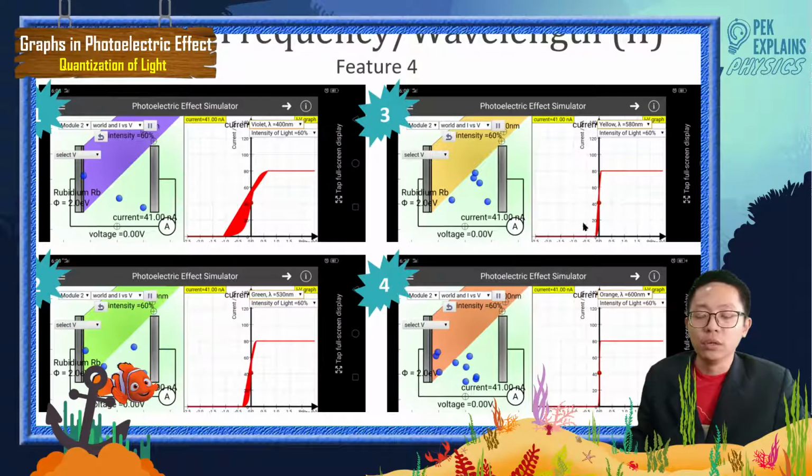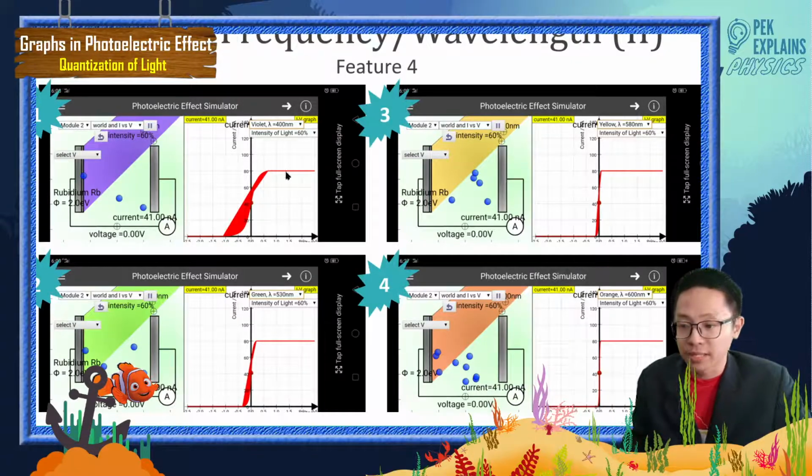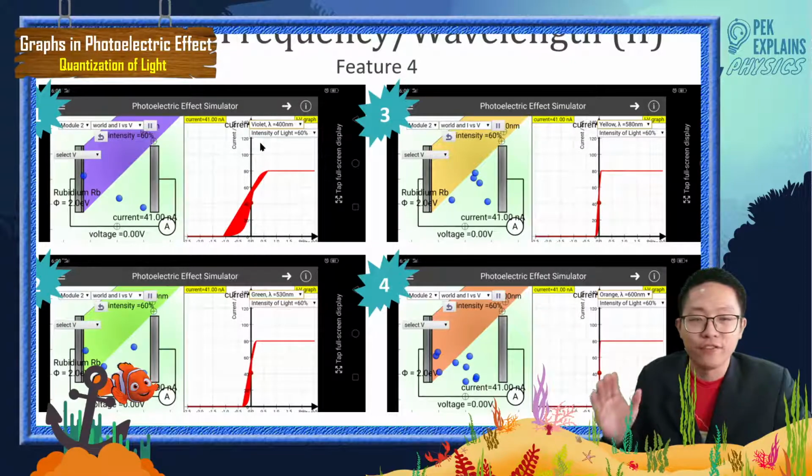So it requires a slow stopping potential to stop it. But what is constant between all these is the current. You see, the saturation current is maintained at 80, 80, 80, 80. All of them have the same saturation current. Why? Because I fixed the intensity.